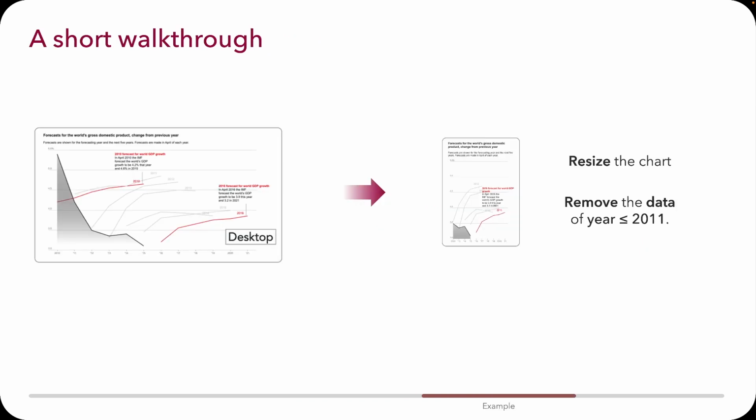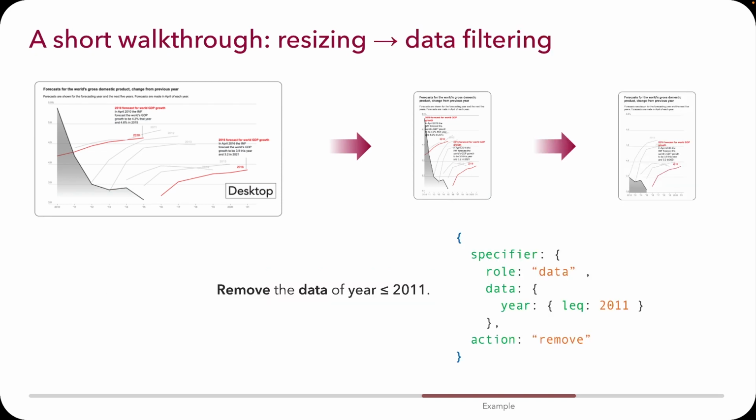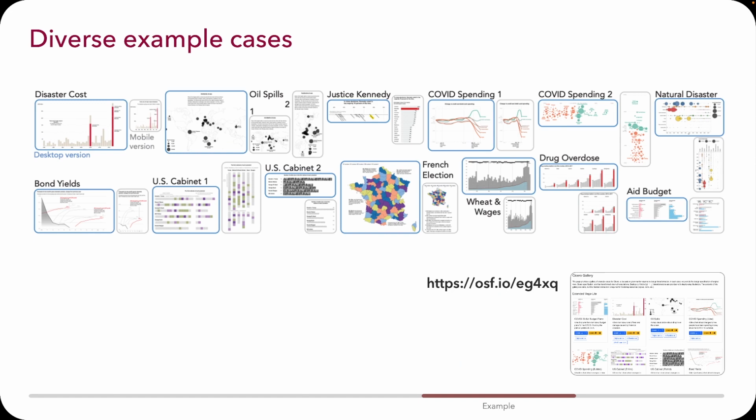Now I will show how Cicero can specify the transformations in the first example, which includes resizing and data filtering. As shown earlier, the rule here modifies the view size to 365 by 450. The second rule filters out a subset of data of which the year is less than or equal to 2011. To demonstrate the expressiveness of Cicero rules, we replicated a total of 13 real-world cases in our supplementary material.